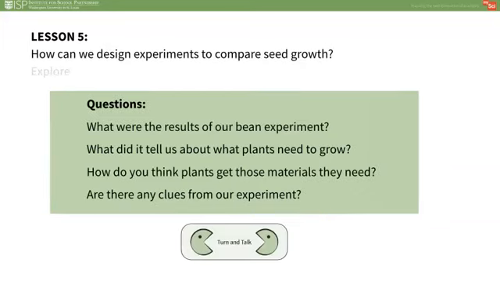In the Explore portion of this lesson, students will discuss what they saw during the bean growth experiment. Review these questions with your students and consider using a turn and talk or another productive discussion strategy of your choice. At this point, students should be able to say that plants need air, water, and light to grow properly. Push students to provide evidence. For example, students may notice that the water pooled at the bottom of their bag and only the roots are touching the water.